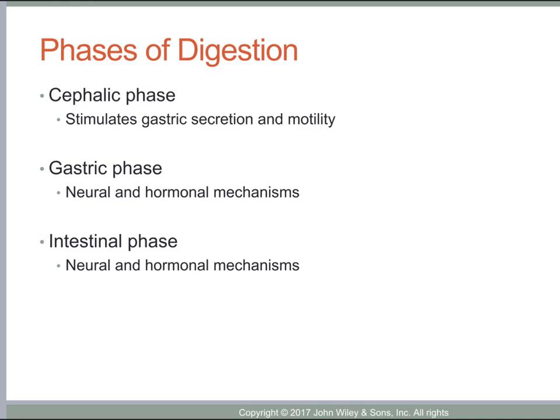Next is the gastric phase. This gives us our neural and hormonal mechanisms that stimulate the release of gastric juices from the stomach, leading up to our intestinal phase, which is again neural and hormonal mechanisms that will give rise to secretions from the intestines and the pancreas and the liver and gallbladder, all aiding in the final phases of digestion.